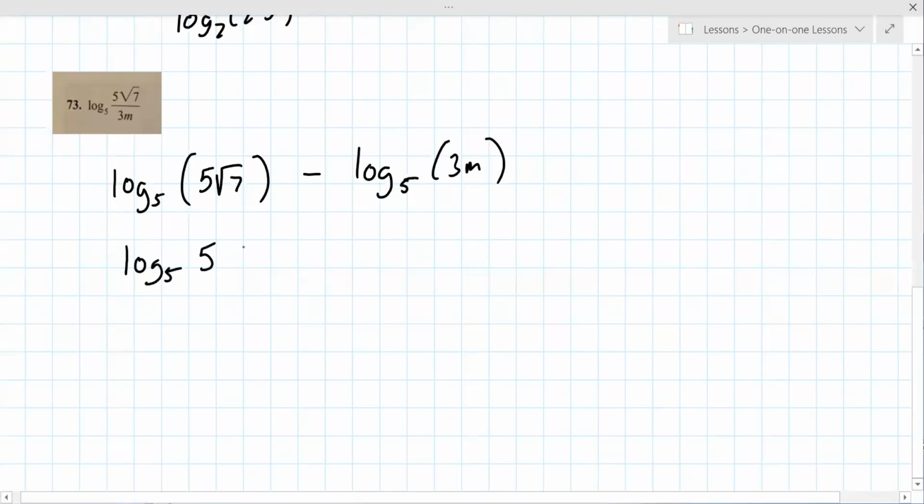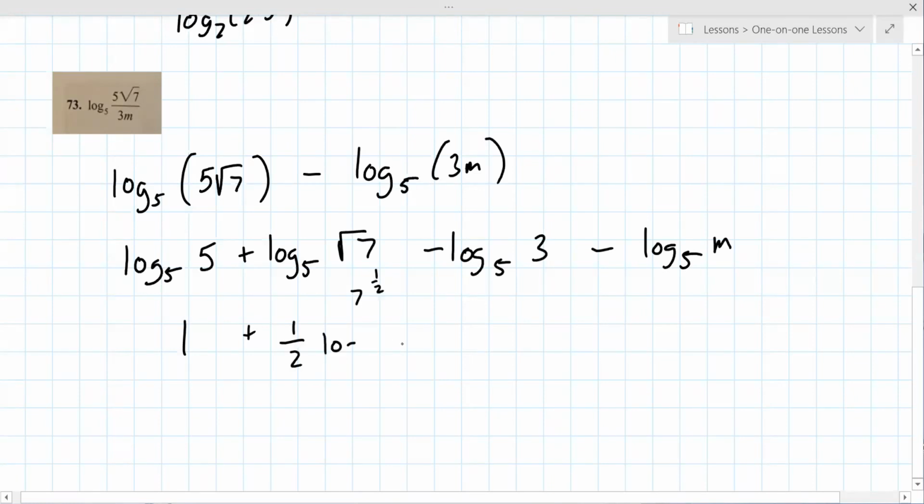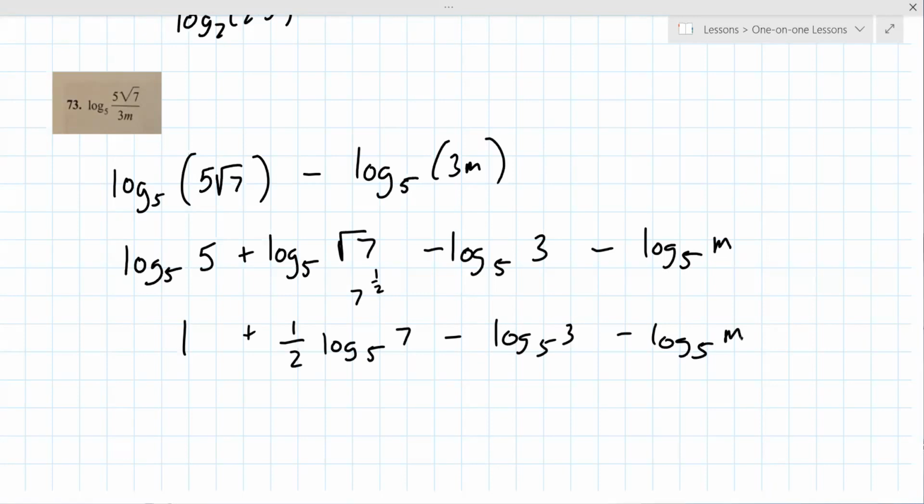So it's log base 5 of 5 plus log base 5 of the square root of 7 minus log base 5 of 3 minus log base 5 of m. And if you're wondering why there's a second subtraction, I can cross out that log base 5 of 5, turn that into 1. The square root of 7 is really 7 to the 1/2 power, so it becomes log base 5 of 7 minus log base 5 of 3 minus log base 5 of m.